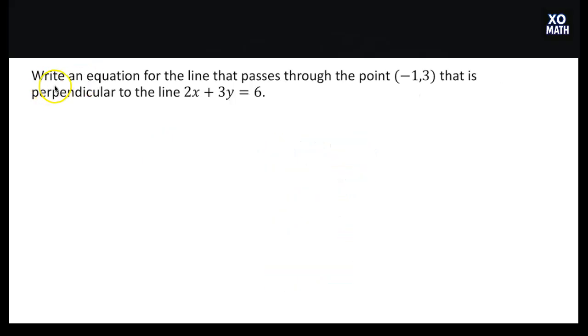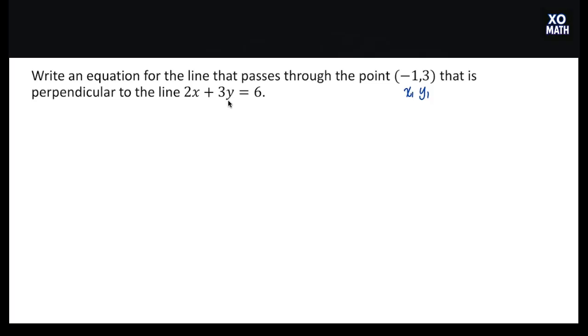In this example, we want to write an equation for the line that passes through the point (-1, 3) that is perpendicular to the line 2x plus 3y equals 6. So I have a coordinate point, an x sub 1, y sub 1. Now I need a slope. Well, my line has to be perpendicular to 2x plus 3y equals 6. So first let's identify the slope of the line that we're given. Let's solve for y to put it in slope-intercept form and identify the slope m.